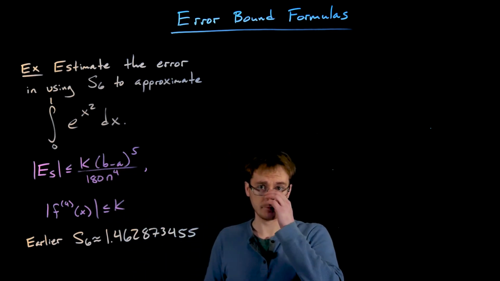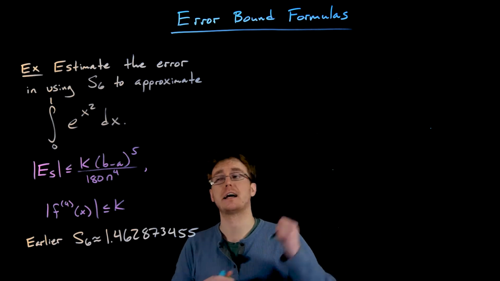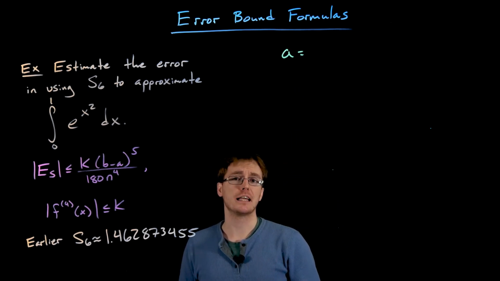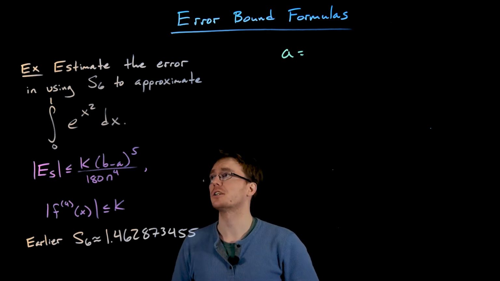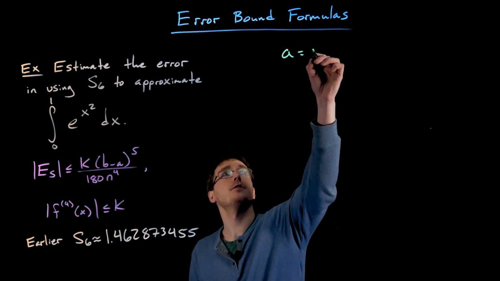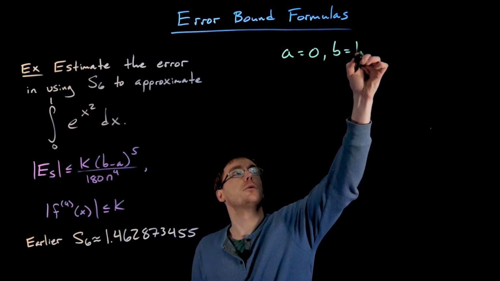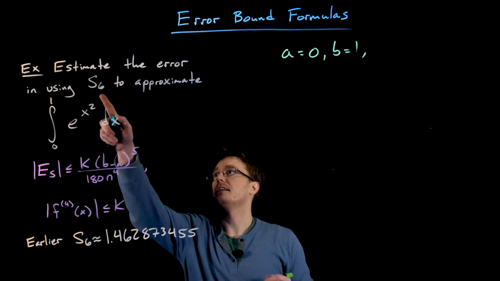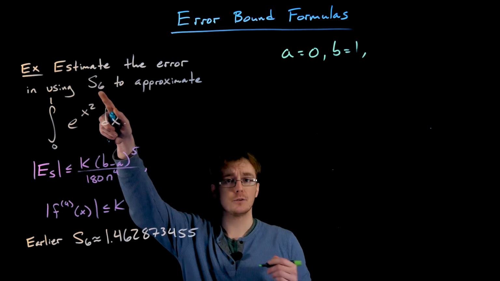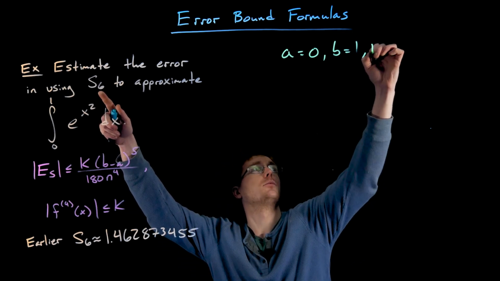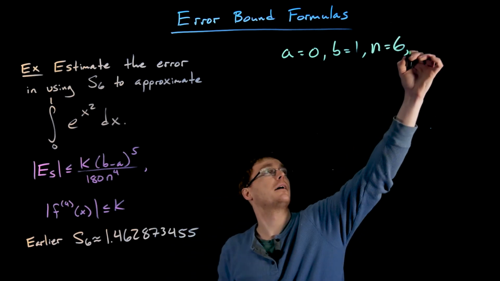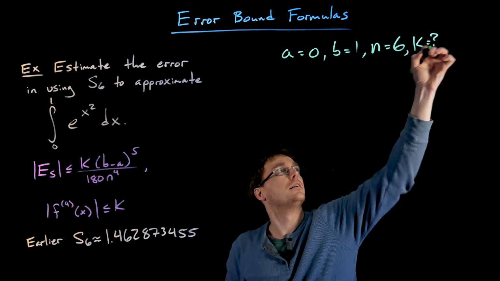So in order to solve this problem, we have to figure out the values of k, b, a, and n. K is the most difficult one, and we'll save that for last. Let's get the easy ones out of the way. A and b are just the endpoints of our interval of interest. So a is going to be 0. B is going to be positive 1. In this case, we know what n is. N is going to be the number of subintervals we use in our approximation. And here we are told that that is 6. And so the last thing we have to find is k.